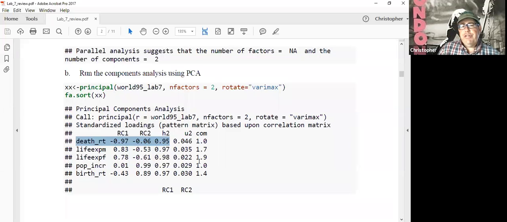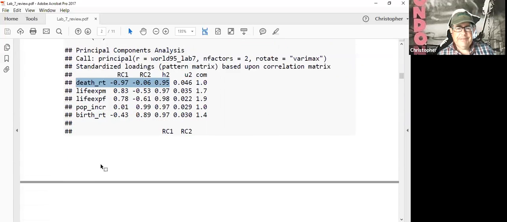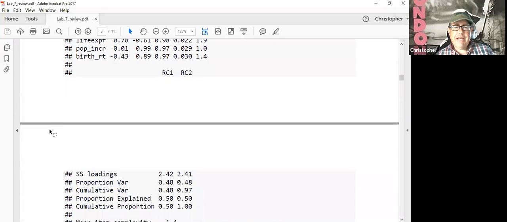All right, U2, that's just 1 minus H2, 1 minus the communality. How much is left to be explained? I just deal with these first three columns. Other stuff that we get here.